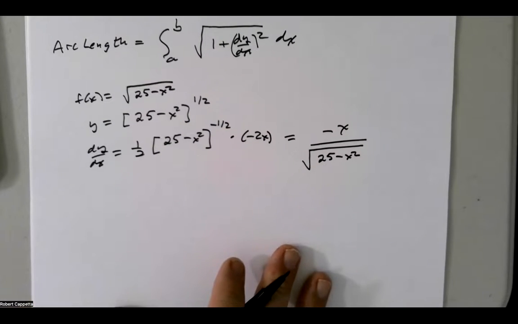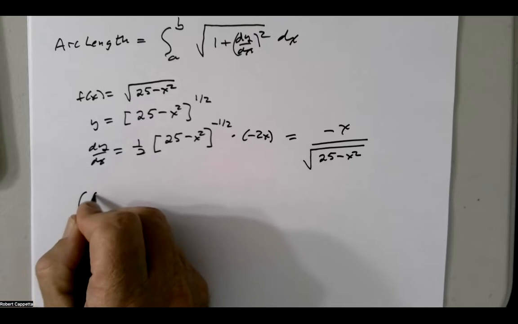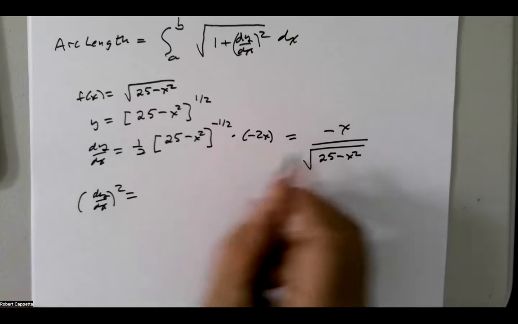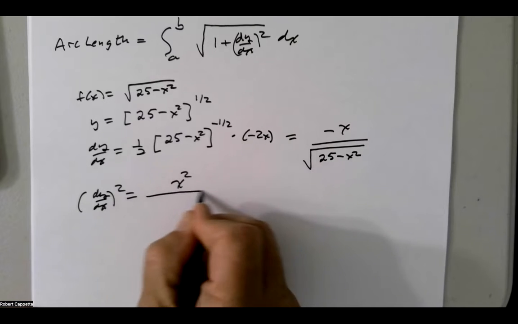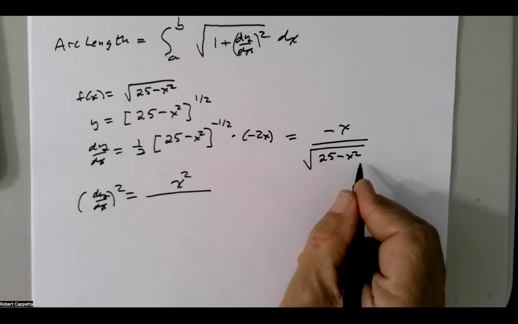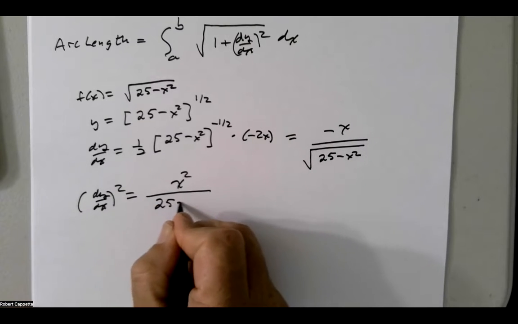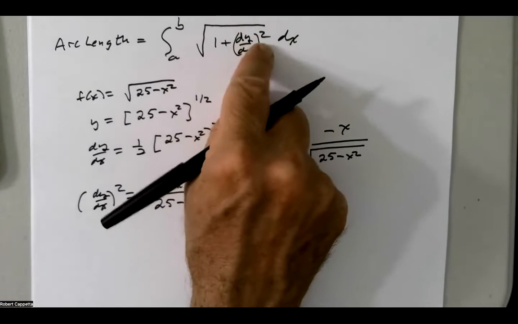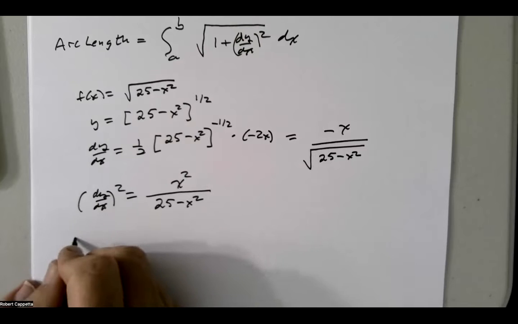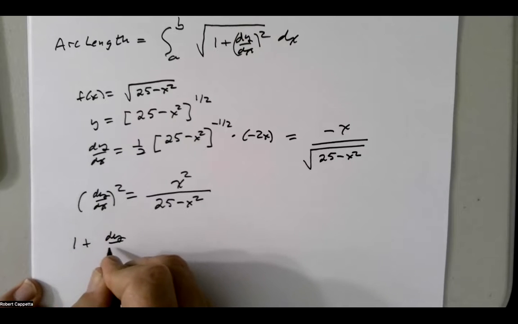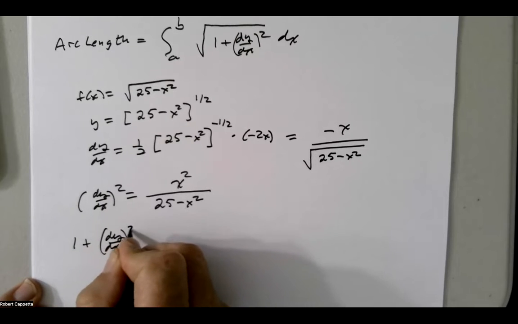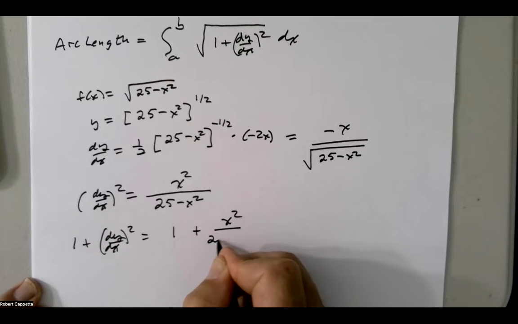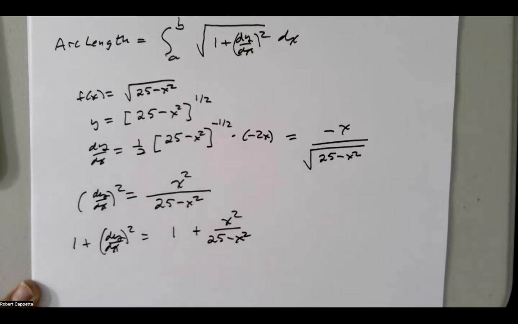But I need (dy/dx) squared. So negative x times negative x, positive x squared. What's on the bottom? Root 25 minus x squared times root 25 minus x squared, 25 minus x squared. Continuing with this, I need the square root of 1 plus (dy/dx) squared, which is 1 plus x squared over 25 minus x squared.